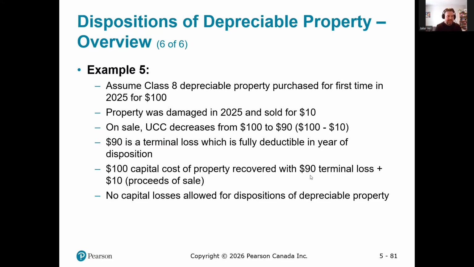So if we add that $90 of terminal loss plus the $10 we got on our proceeds, that adds back to our original cost. Please remember, depreciable property does not have capital losses associated with it. We either have gains or recapture and terminal losses, which is sort of correcting that difference between CCA, or accumulated CCA, and what we actually sold it for.